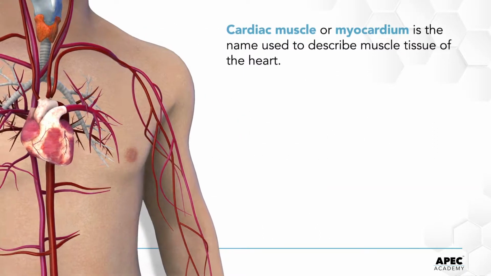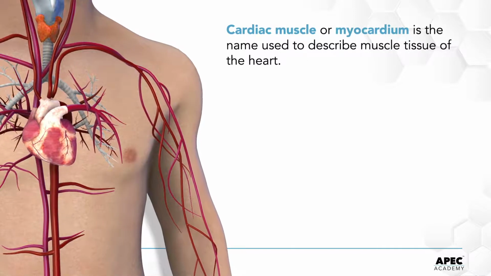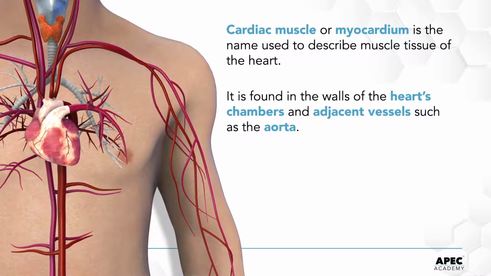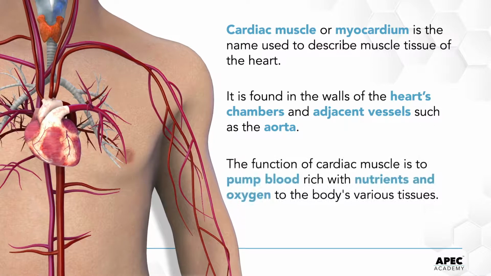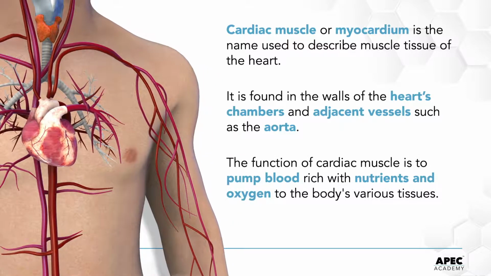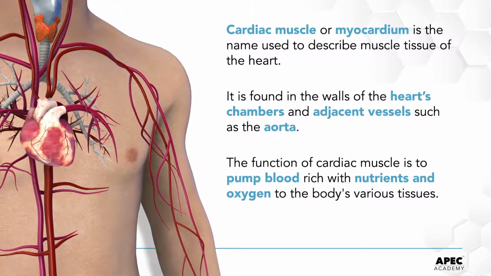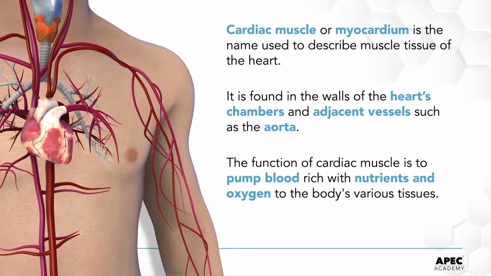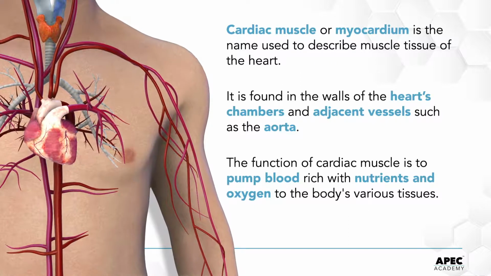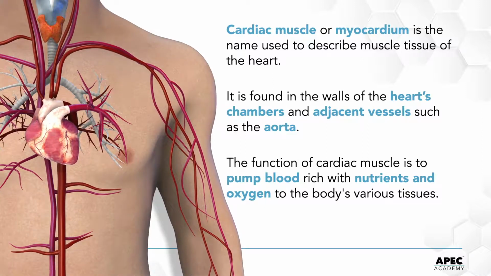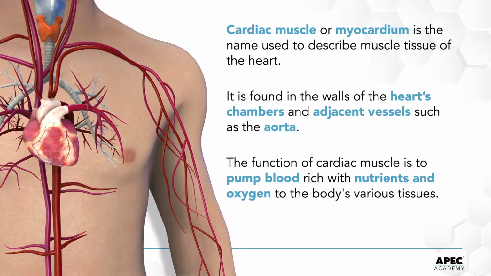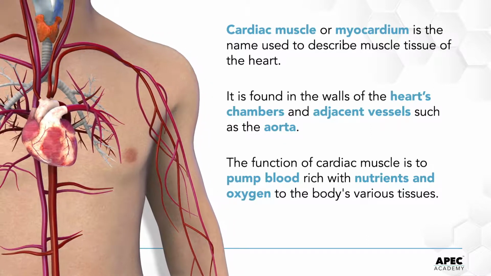Cardiac muscle, or myocardium, is the name used to describe muscle tissue of the heart. It is found in the walls of the heart's chambers and adjacent vessels such as the aorta. The function of cardiac muscle is to pump blood rich with nutrients and oxygen to the body's various tissues. It is structured similarly to skeletal muscle in that it is striated, but like smooth muscle tissue, it's involuntary, i.e., the autonomic nervous system controls its activity. This allows the heart to automatically contract at differing rates in response to demands placed on the body from activities such as exercise.